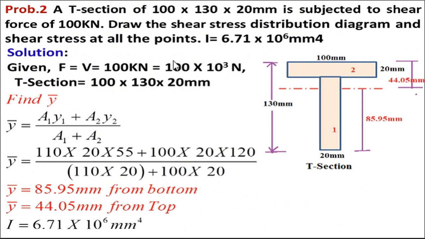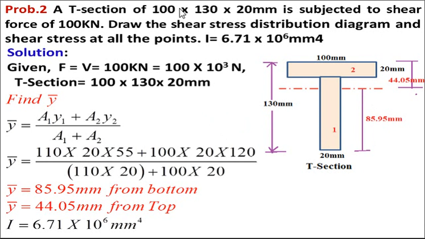Now see the next problem, problem number 2. In the previous problem we have seen an I section. Now in this problem I have taken a T section. Intentionally I have taken a T section because a T section is an unsymmetrical section. Unsymmetrical means what? Just like the I section, you will not get the top and bottom values the same. Okay, it is not like that.